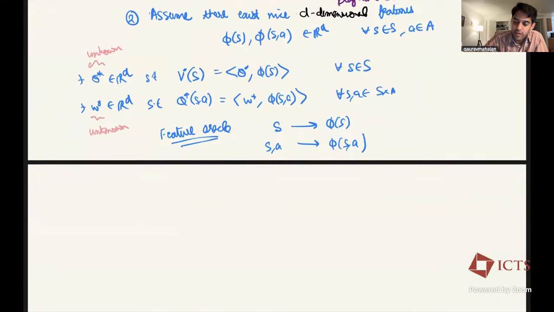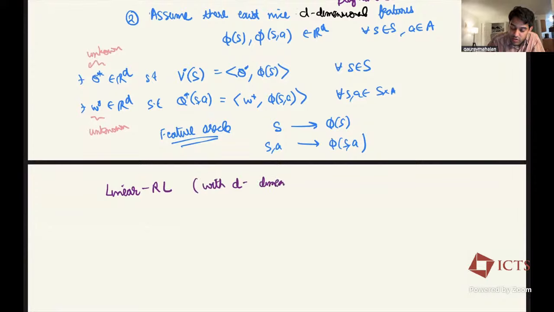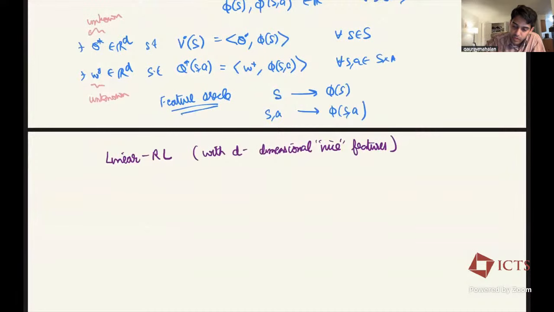Okay, so with that, I'm going to define formally what the linear RL problem is. So linear RL with d-dimensional nice features. Okay, so d is the parameter that we can scale in this problem, just like the number of variables was the parameter we could scale for making SAT hard. And maybe add even the horizon H.